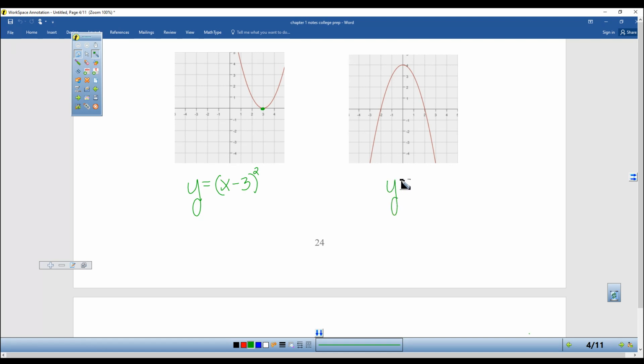Last one, hope you tried it on your own, has been moved up 4, so its new origin is up 4, hasn't gone left or right, but then it's been flipped upside down. So I'm going to put a minus in front to indicate that it was flipped upside down.